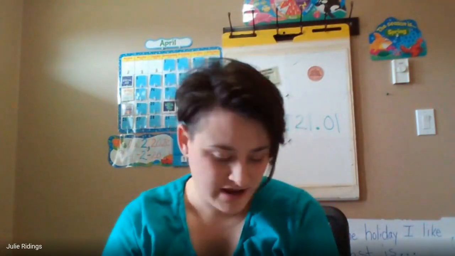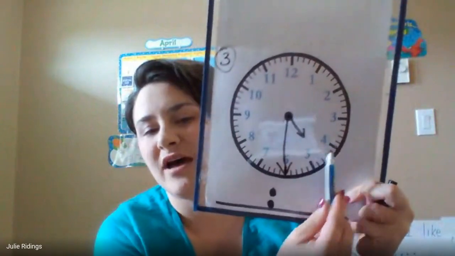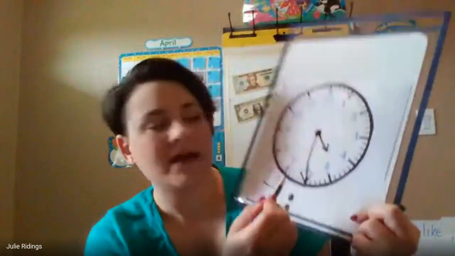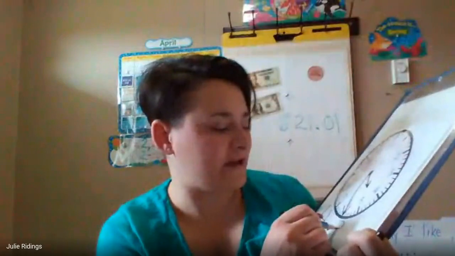Let's look at number three. Do your homework. All right, so our hour hand is a little bit after the four, kind of halfway there, and then straight down on the six. So let's look at our hour hand. If it's between the four and five, what comes before? Four. And when it's half past, we say 30.